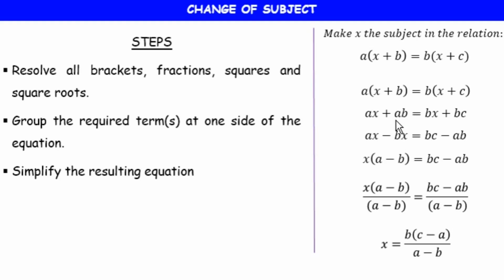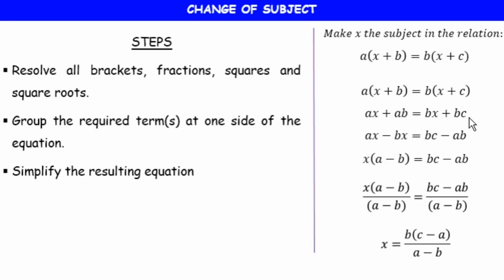Likewise, you are supposed to take away all terms that do not contain the potential subject to the other side of the equation. So you have to eliminate, or sort of expel them to the other side of the equation. So we have ax plus ab. Now we are making x the subject, so we don't need ab. So what do we do? We take the ab and bring it to the right side of the equation, because we are not interested in ab.